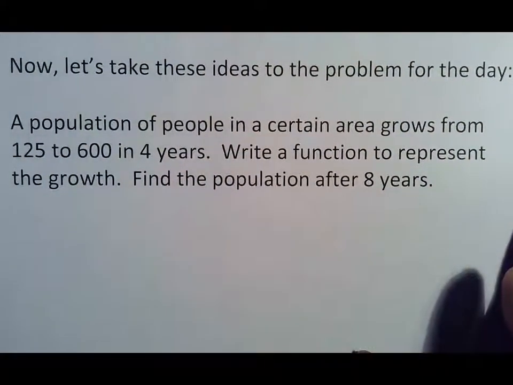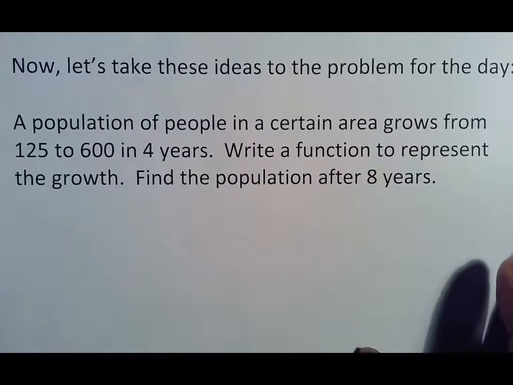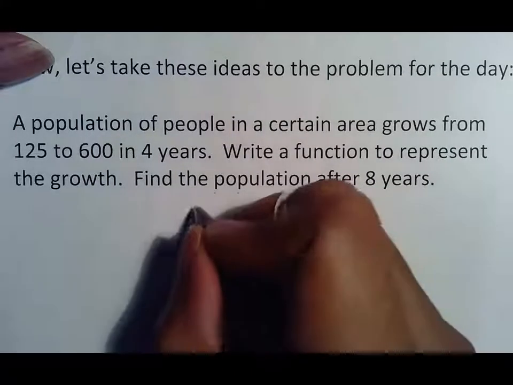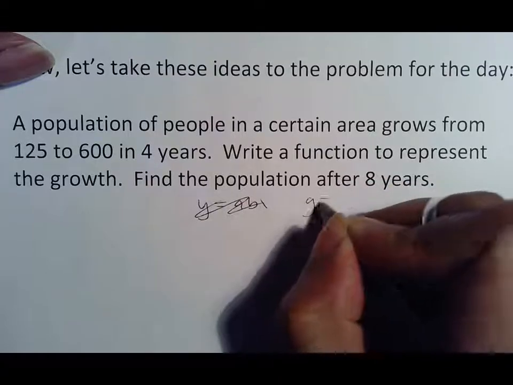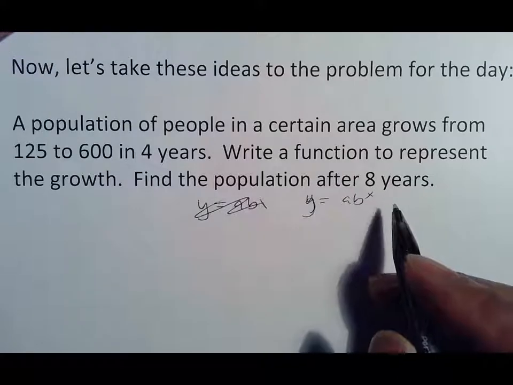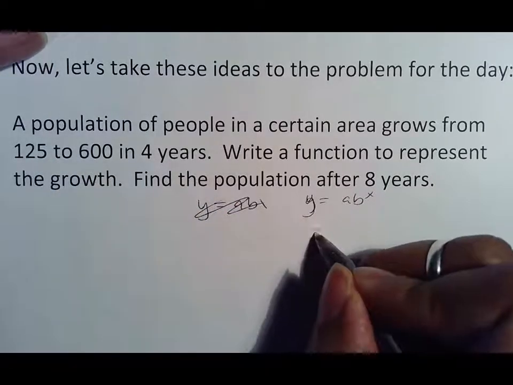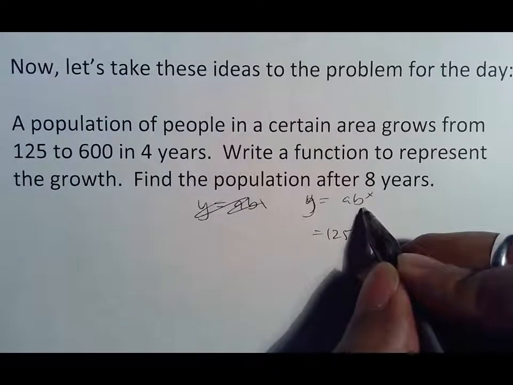A population of people in a certain area grows from 125 to 600 in 4 years. Write a function to represent the growth. Find the population after 8 years. So I know that my formula is y equals a times b to the x. I know that A is my initial number, which is 125. I know that B is my growth rate. I don't really know my growth rate.